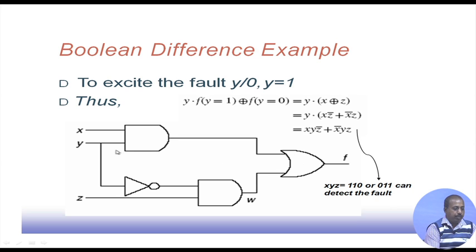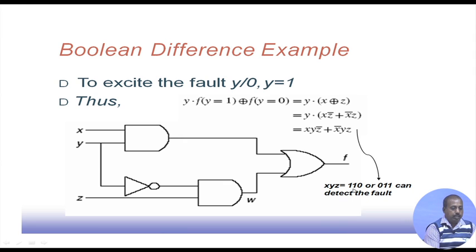But if you have the fault, that is y stuck at 0, then this AND gate output will be 0. As a result, you will get a 0 here, and this z line is 0, so you will get a 0 at this point. This way, the 0 is propagating to the output, so it can detect this particular fault: y stuck at 0 by the first test pattern.